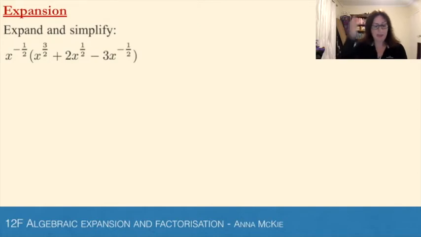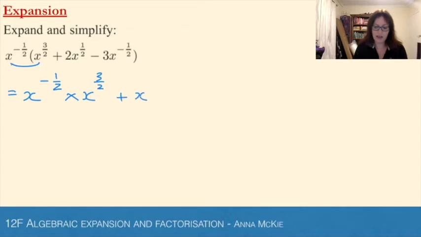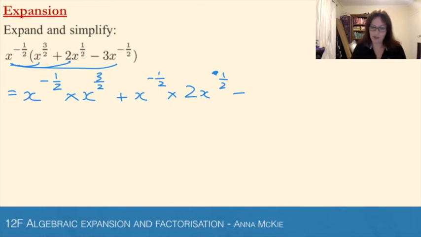Okay, next, expanding and simplifying this one. So we've just got one term out the front, so I'm going to take it one at a time. I'm going to show you every step, x to the power of negative a half, and because they're the same base, we're eventually going to add the powers, but I'm going to write them all out. Next, x to the power of negative a half, multiplied by 2x to the power of a half, and the third one, putting the subtract sign there, x to the power of negative a half multiplied by 3x to the power of negative a half.